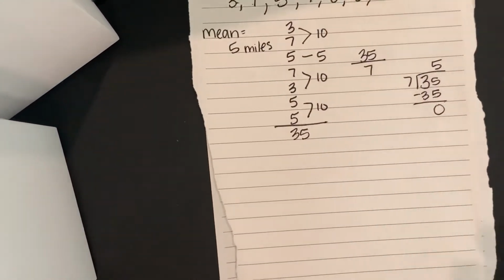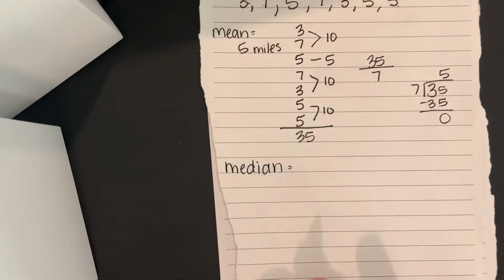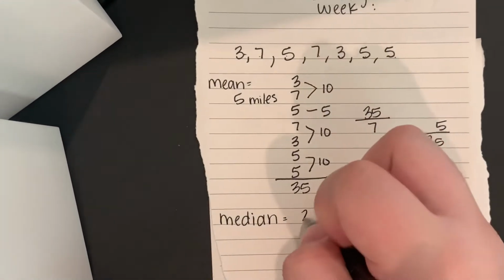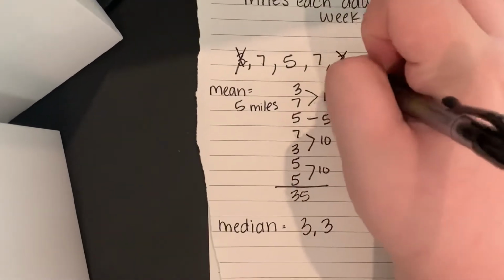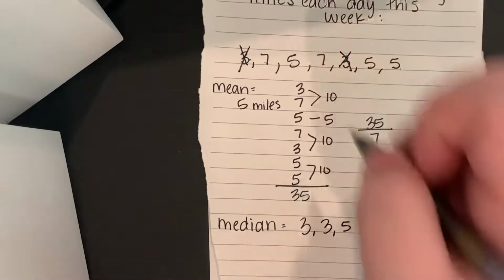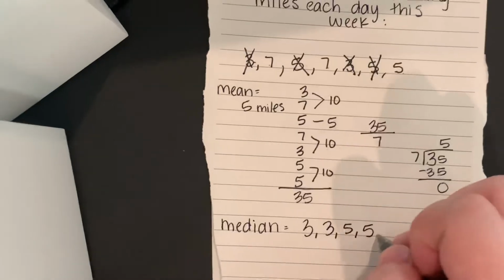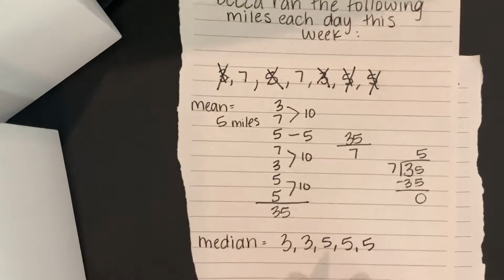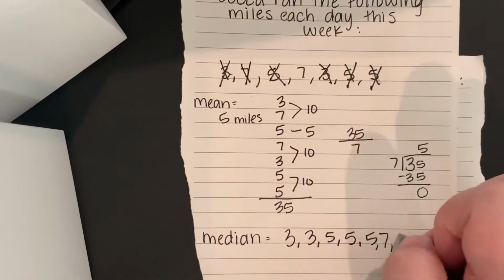Okay, and then median, or the middle. So we're going to start by ordering these numbers least to greatest. And I'm just going to use the numbers at the top. So I see a 3, and another 3, and I see a 5, another 5, and one more 5. And then a 7, and one more 7.